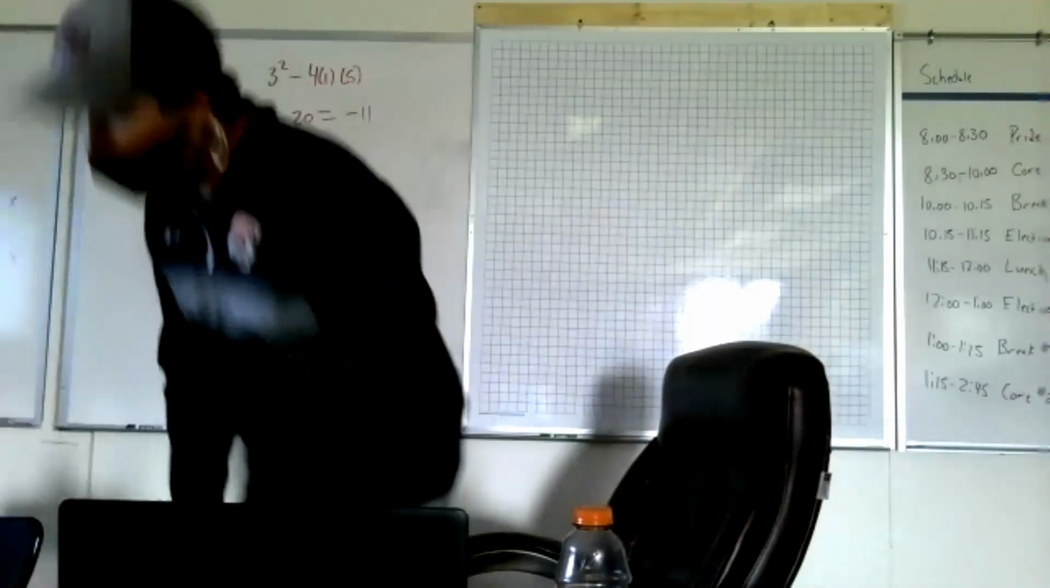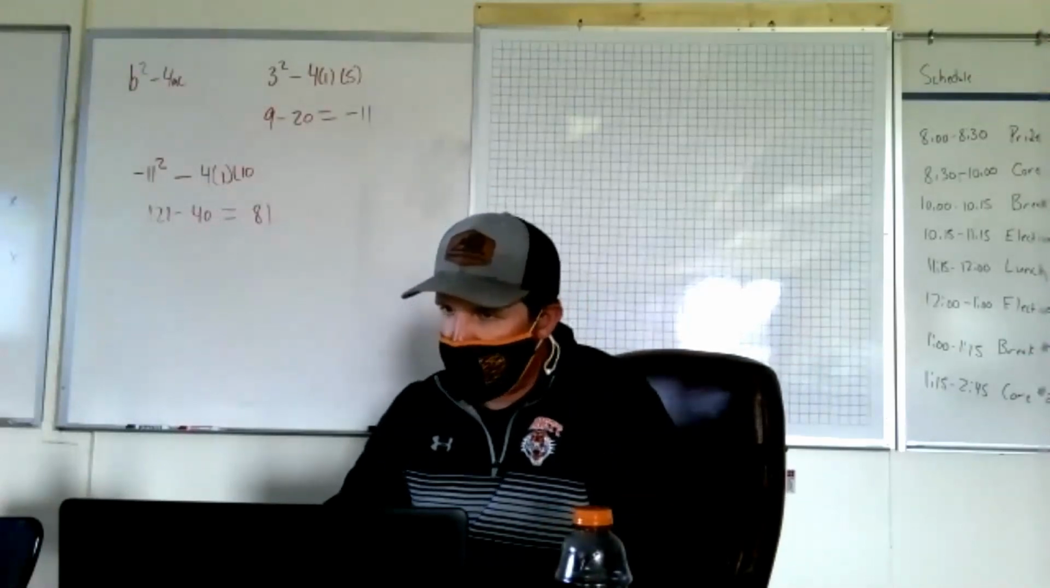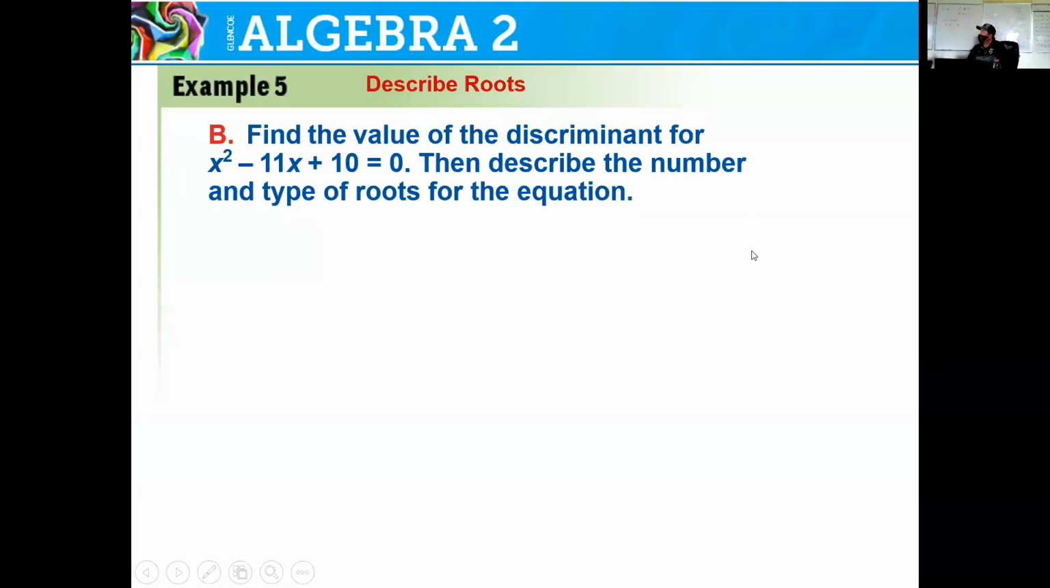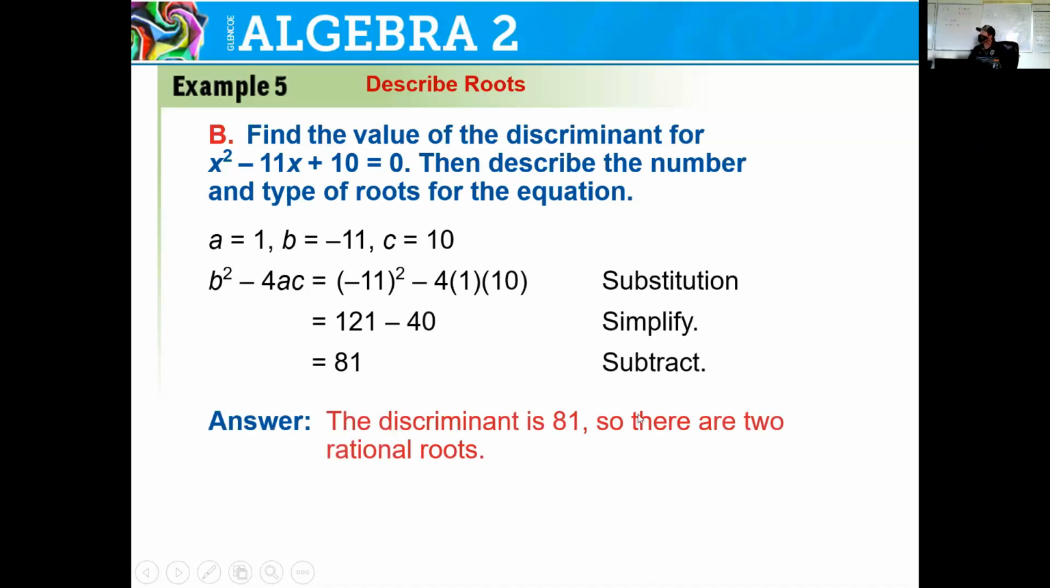So 9 is the square root of 81. Makes it nice and easy. So they're two rational roots, meaning that they're going to be whole numbers or have a decimal that is repeating.